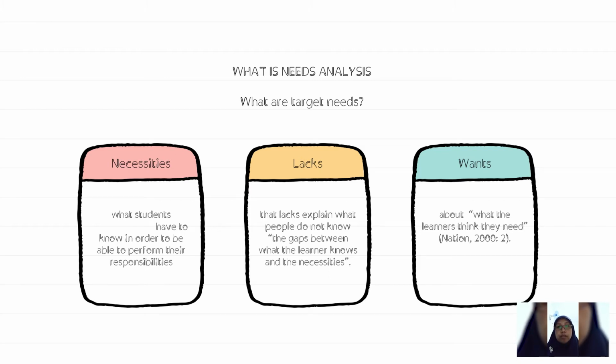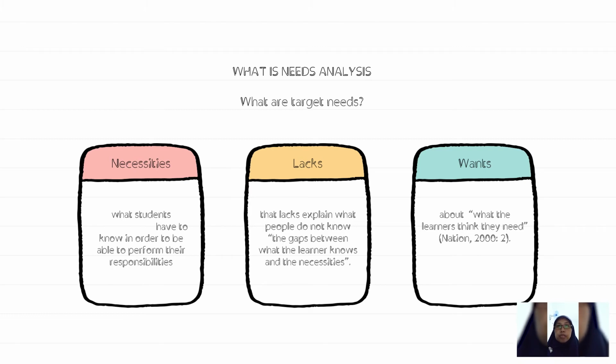And then the second one, lacks. It is also needed to know what the learners already know, so that it can be decided which of the necessities the learner lacks. It means that lacks explain what people do not know, the gaps between what the learner knows and the necessities. And the third one, wants.